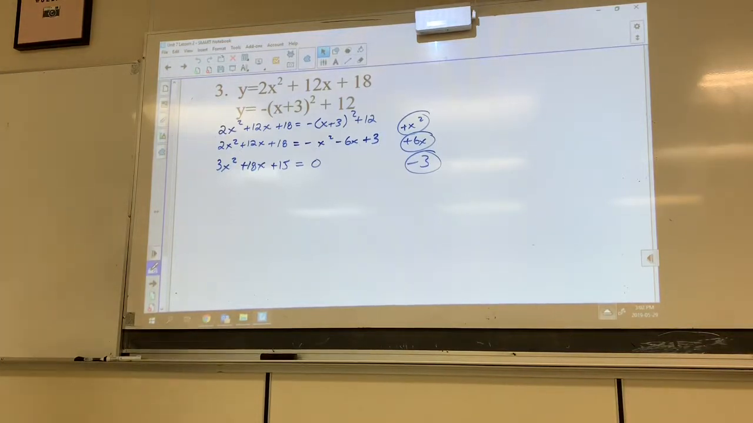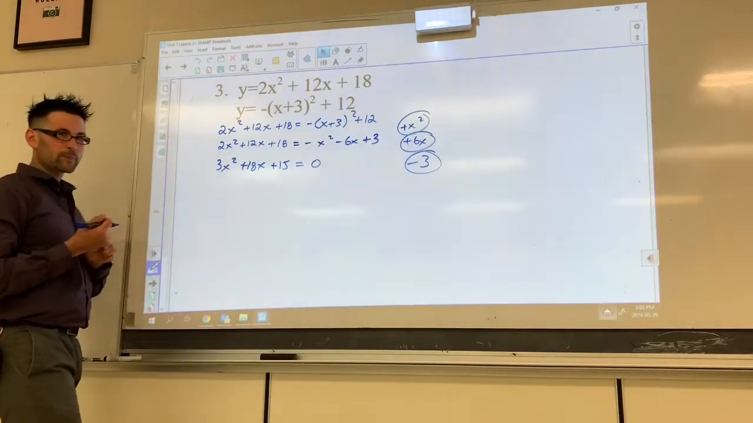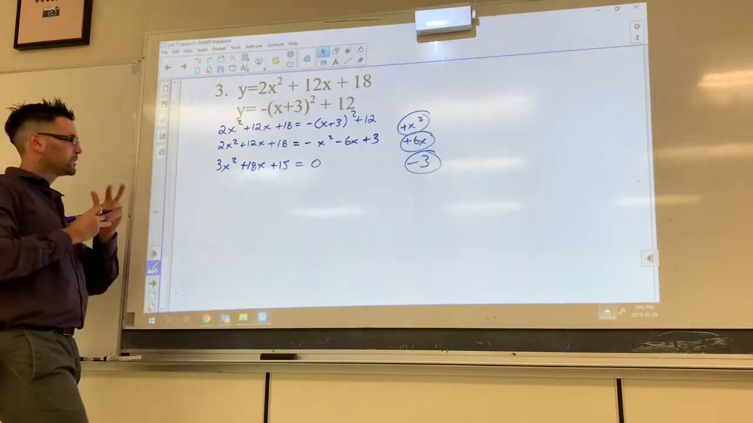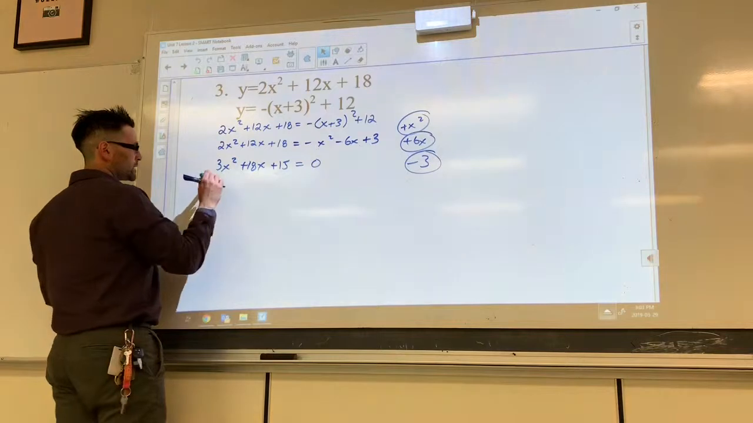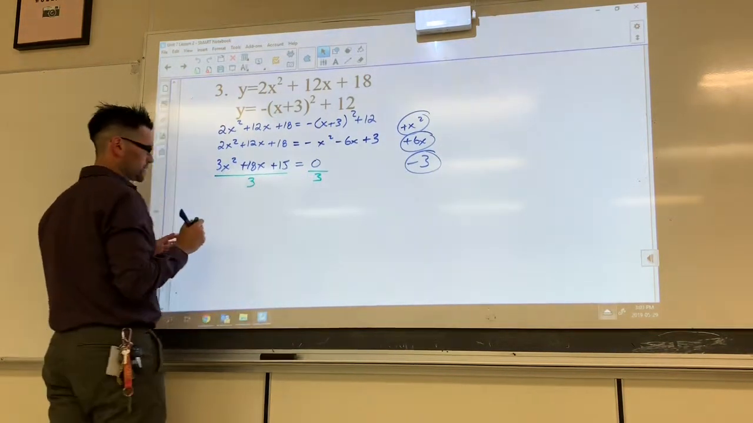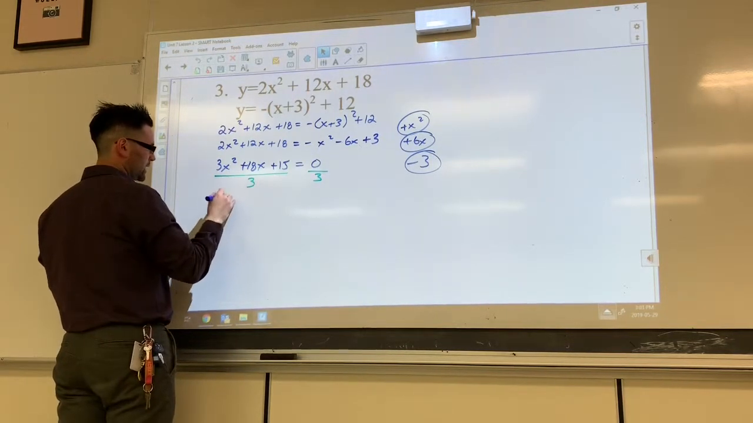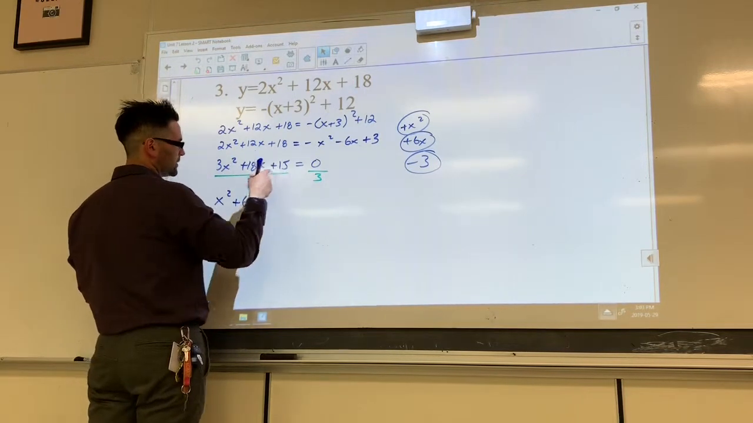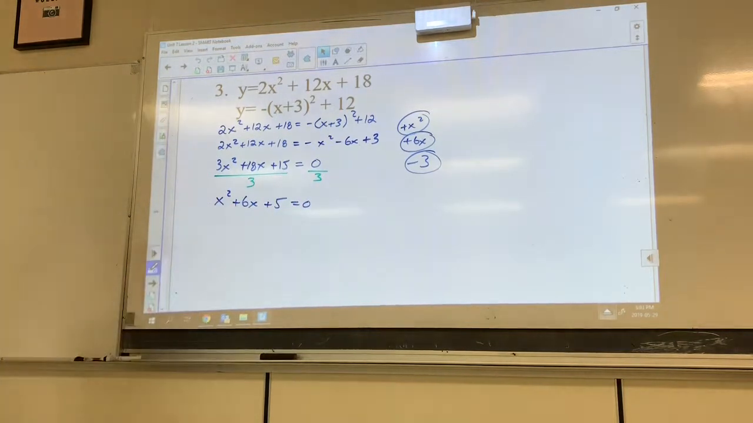So you're looking at a decomp, unless you notice anything special? There's something going on there. 3, 18, 15, all divisible by 3. So you can divide everything by 3 on this side and everything by 3 on that side, and then you save yourself some hassle, because 3 divided by 3 is 1, so you just get x squared. 18 divided by 3 is 6, so you get 6x, and 15 divided by 3 is 5. So you just went from a decomp to not a decomp, which is nice.